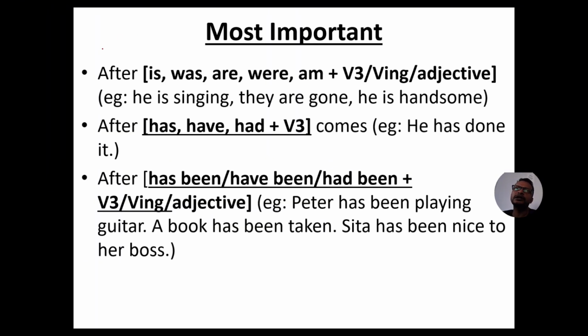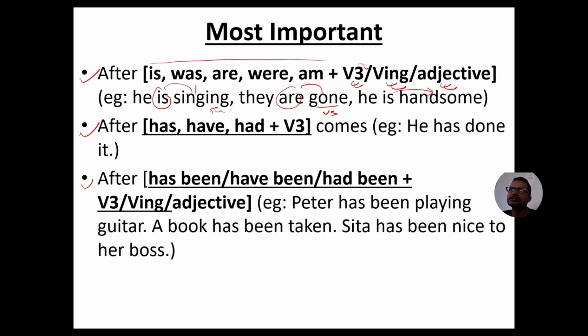So this is all about the grammar shortcut. This is what we are going to learn. After is, was, are, were, am, either b3 will come, or ing will come, or an adjective will come. For example, she is singing, see, ing form of the verb. They are gone, see, gone is b3, right? This is after are. And then after is, singing comes. And then adjective: he is handsome, he is ugly. Handsome is an adjective.